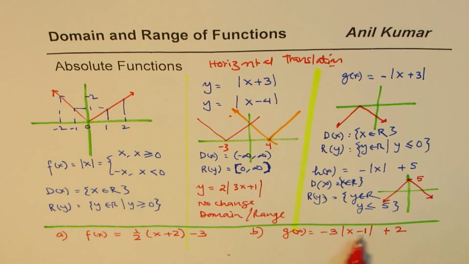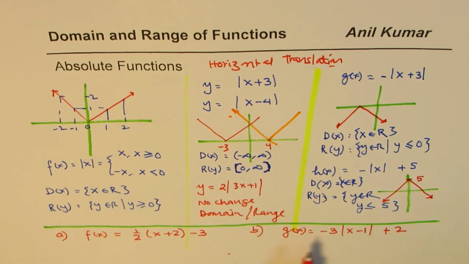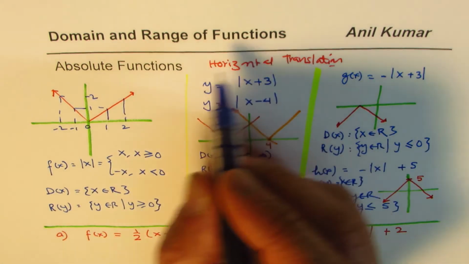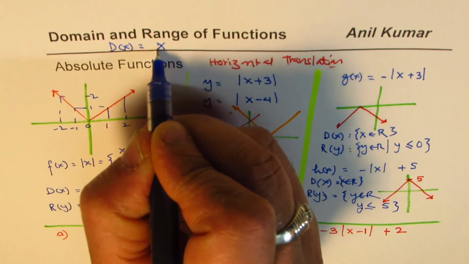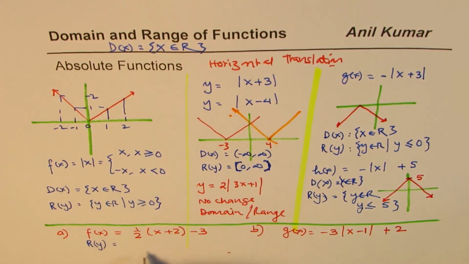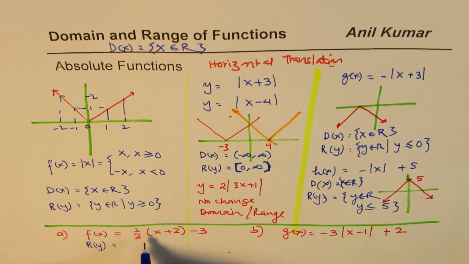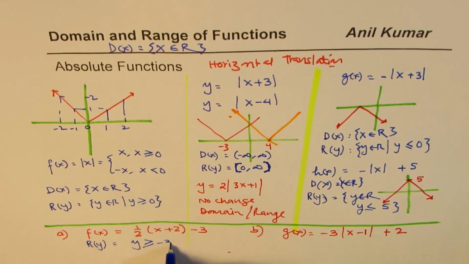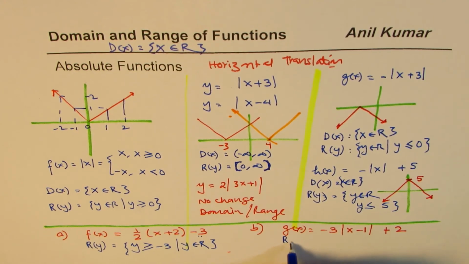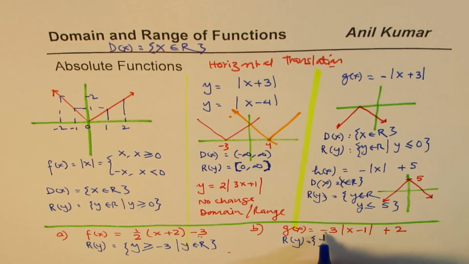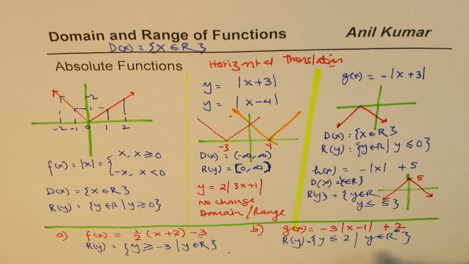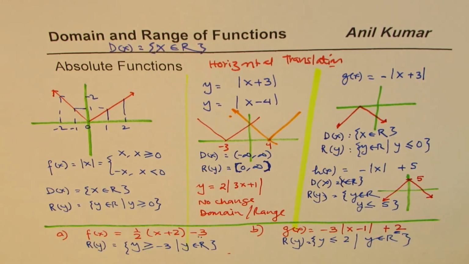Now the answer here is domain is all real numbers. For these functions, what we learned is domain is x belongs to real numbers, for all these functions. The range is different. So let me write range here. This is your answer. Since this value is positive, it's going upwards, so y is greater than or equal to minus 3, where y belongs to real numbers. And for that function, range will be, since this is negative, y less than or equal to that value 2, where y belongs to real numbers. So very easily you can find domain and range for such functions.